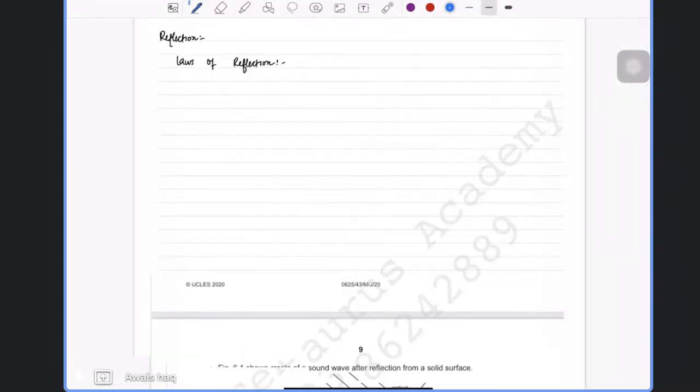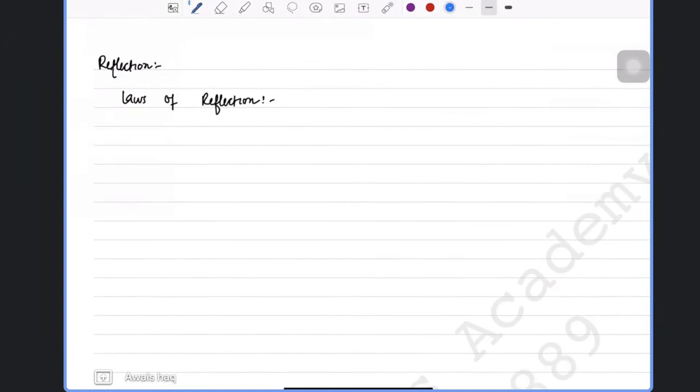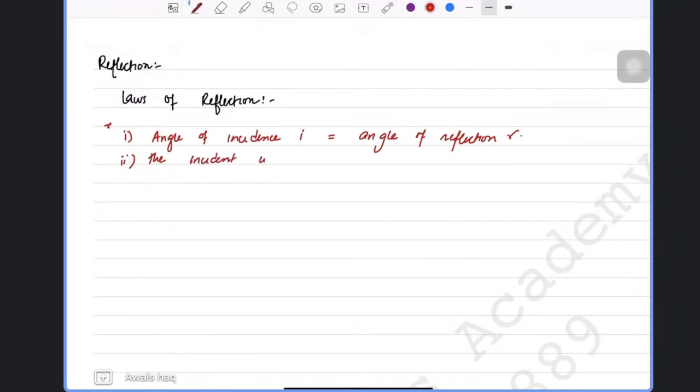I'm gonna go forward. Now, before we go into reflection, I just want to tell you, when you're looking at any kind of reflection, whether it's light, water, sound, whatever, reflection follows two basic laws. The first law, which is the most important, is that the angle of incidence I is always equal to the angle of reflection R. The other law is that the incident wave and reflected waves are both in the same plane.